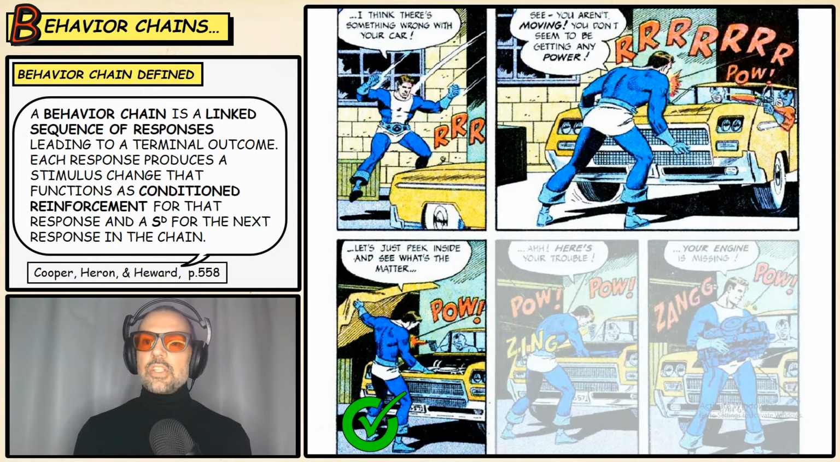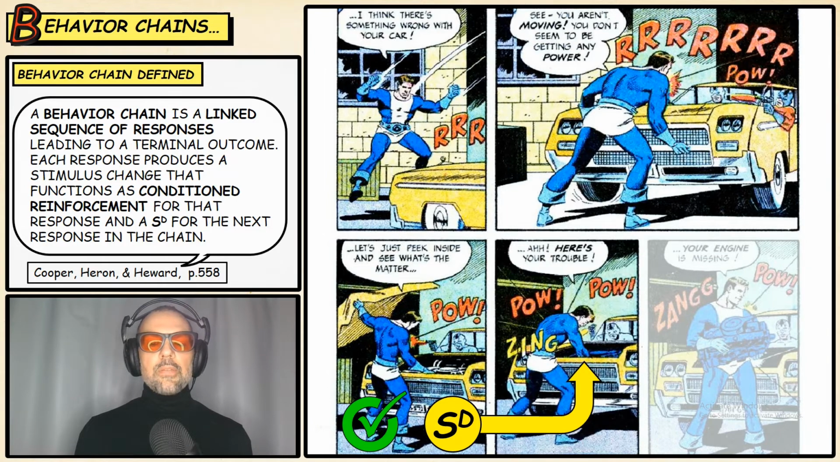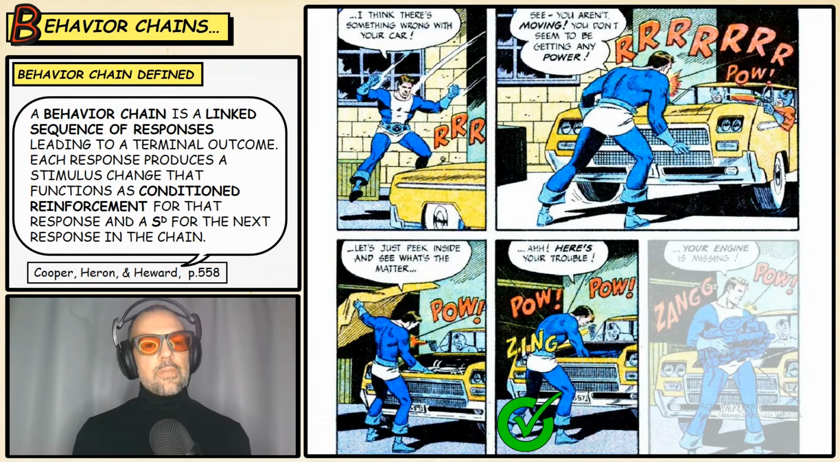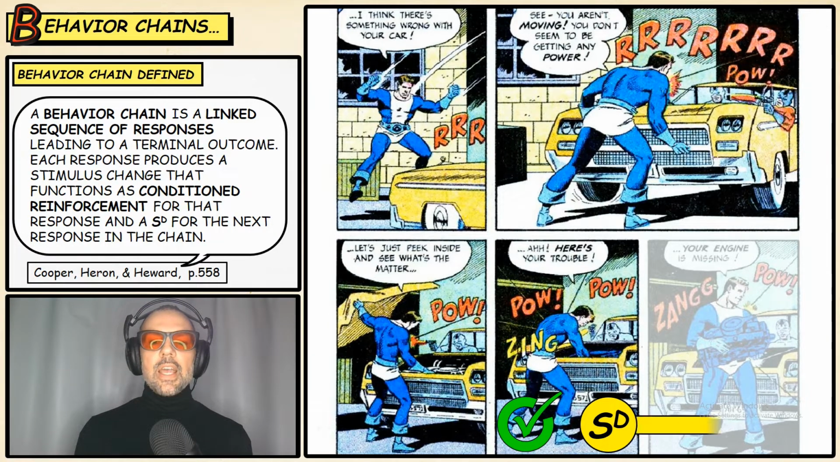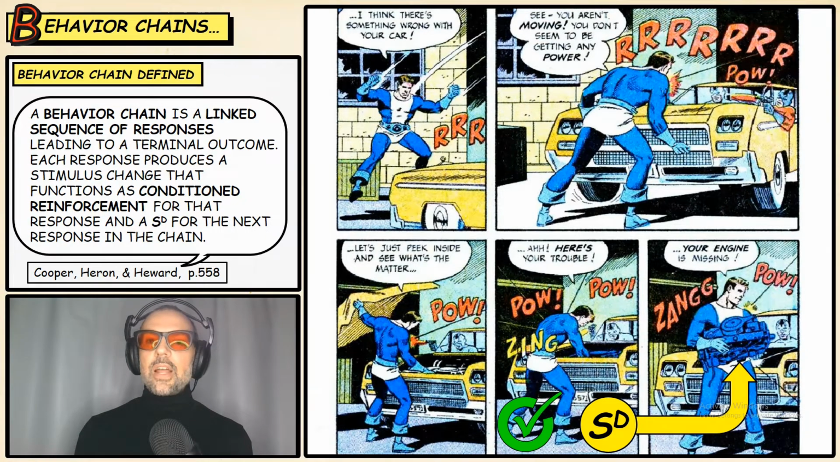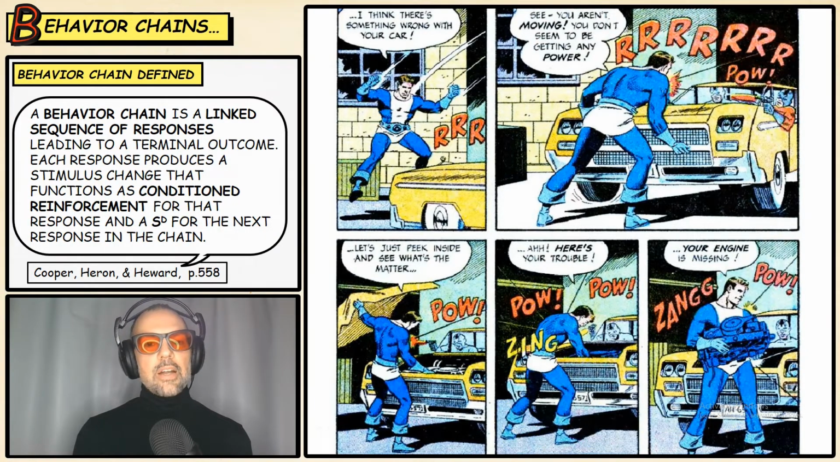That produces a stimulus change. For example, now you can see the engine, and that stimulus change acts as a discriminative stimulus to tell you that the next behavior will now be reinforced, putting your hands on the engine. And then when you perform that behavior, get reinforced, it produces a discriminative stimulus. Your hands are now on the engine, indicating that you can now perform the behavior and get reinforced for ripping the engine out of the car. And then that is your terminal response. And once you produce that, you get reinforced, and the entire behavior chain has been successfully performed.